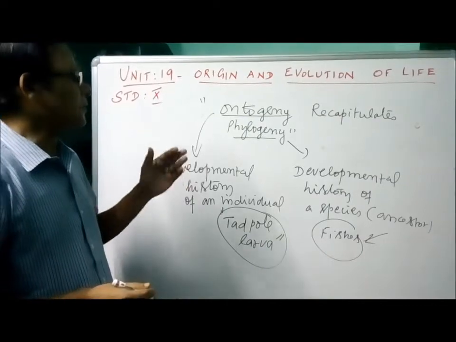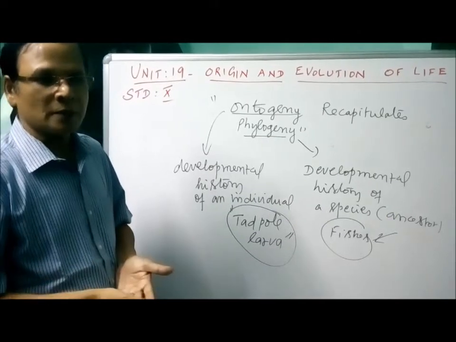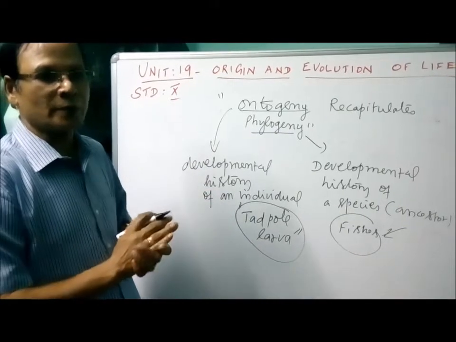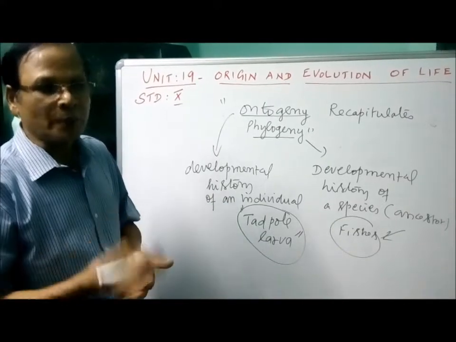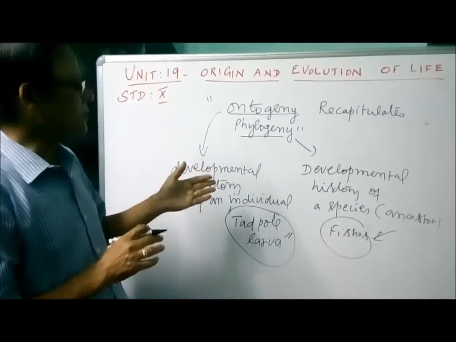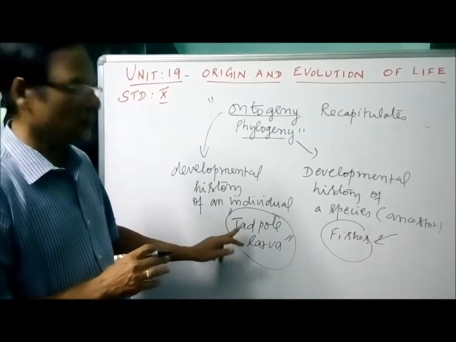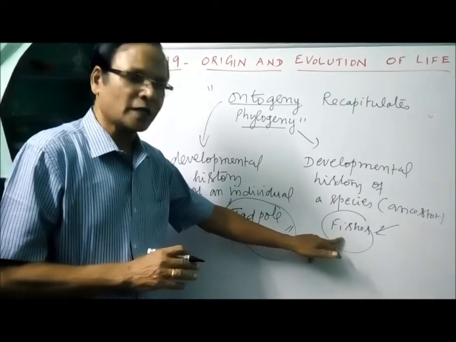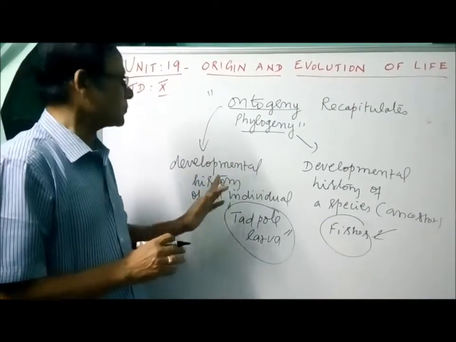So the various stages in the development of an individual repeat the phylogeny, or the ancestral character, during its development. This is called recapitulation, meaning repetition. So the individual's developmental stages repeat the phylogenetic character of the ancestor. That means one of the stages, the tadpole larva, resembles the adult stage of the ancestor, namely fishes. So the fish character was repeated during the development of the frog.